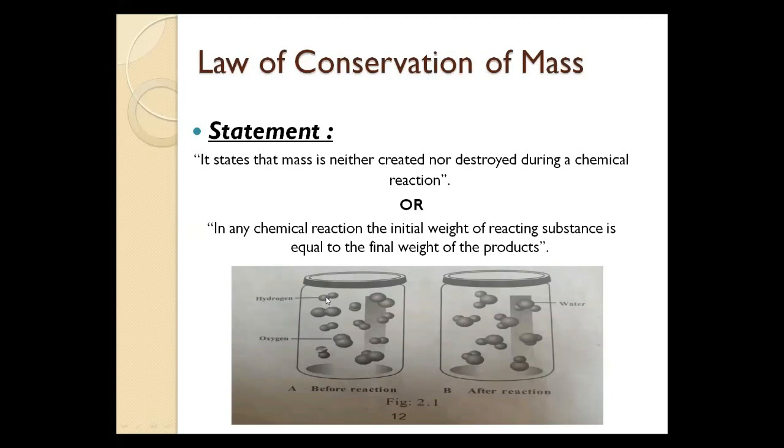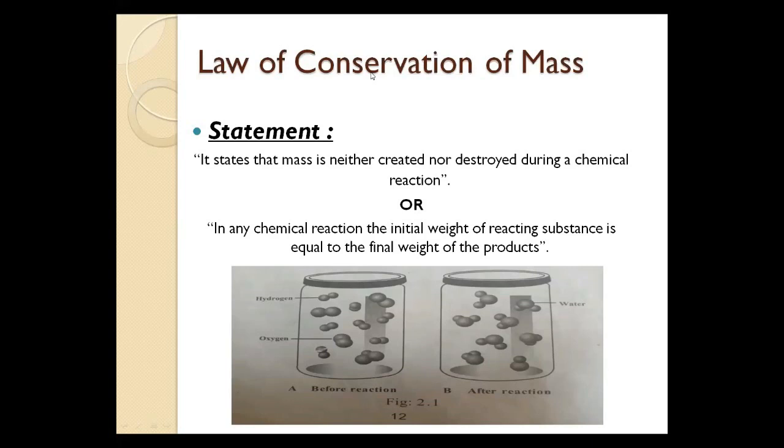Means H2, O2, N2, Cl2. So two hydrogen atoms, H2, and here is oxygen. Hydrogen and oxygen react together. Now look at this: after the reaction, water is formed. For the formation of water, two hydrogen atoms and one oxygen atom react together and form water. So if the hydrogen and oxygen are weighed before they unite, their combined weight is equal to the weight of water formed.